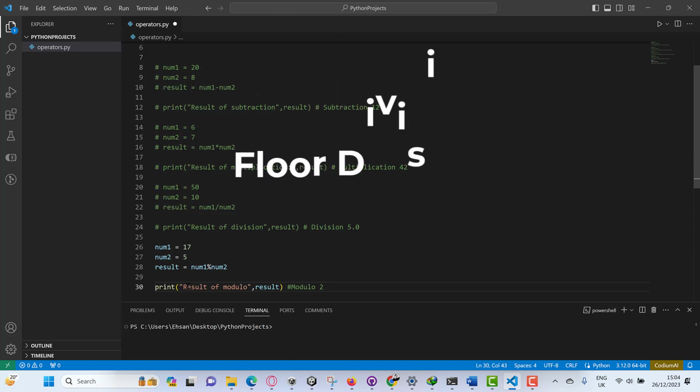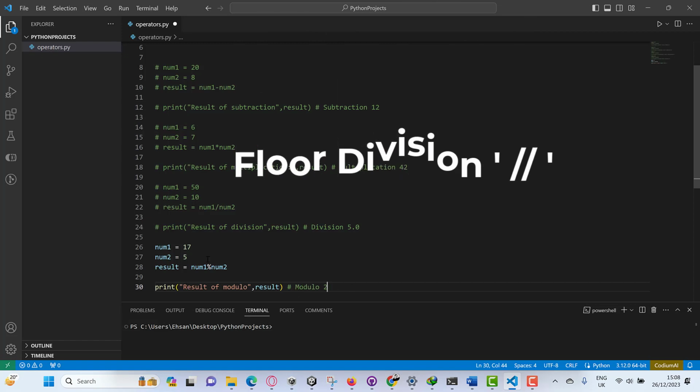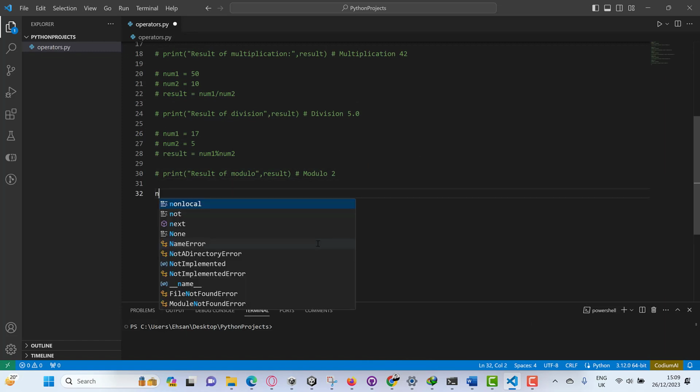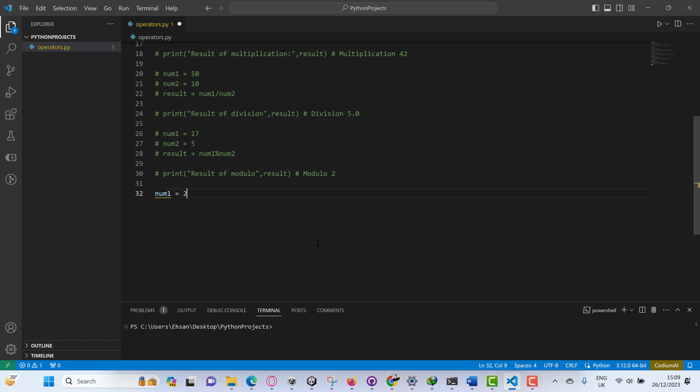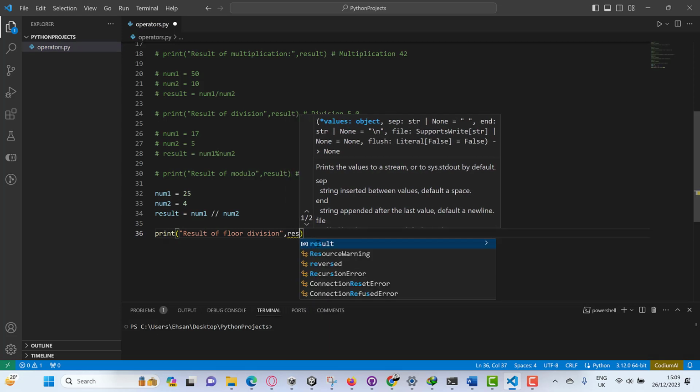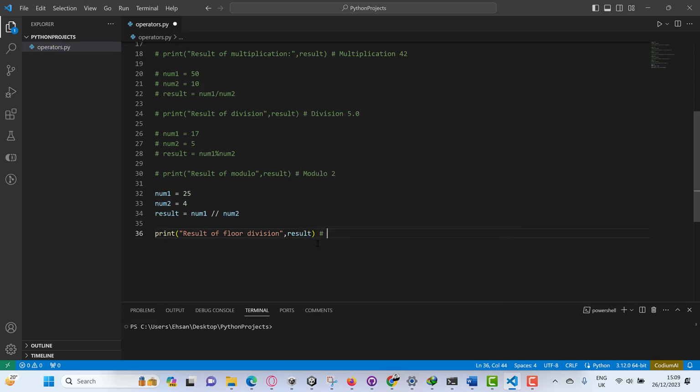Lastly, the floor division operator performs integer division, discarding any fractional part. For example, num1 equals 25, num2 equals 4. Result equals num1 floor division num2. We use two division operators together. And if we print result of floor division concatenated with the result, the output will be 6, without any fractional part. The floor operator divides num1 by num2 and returns the integer part of the result.